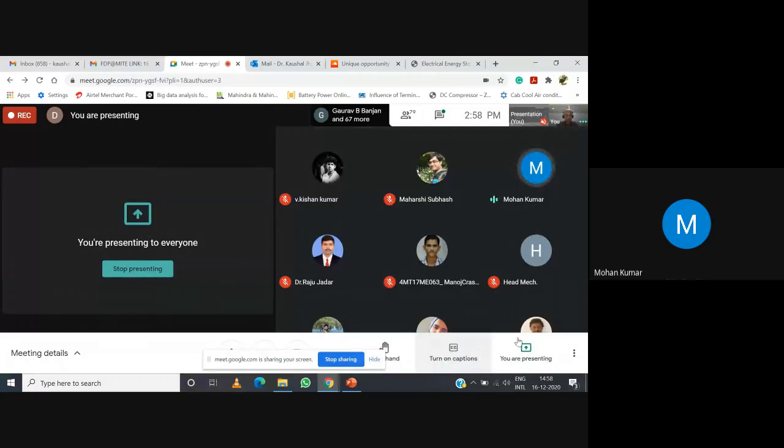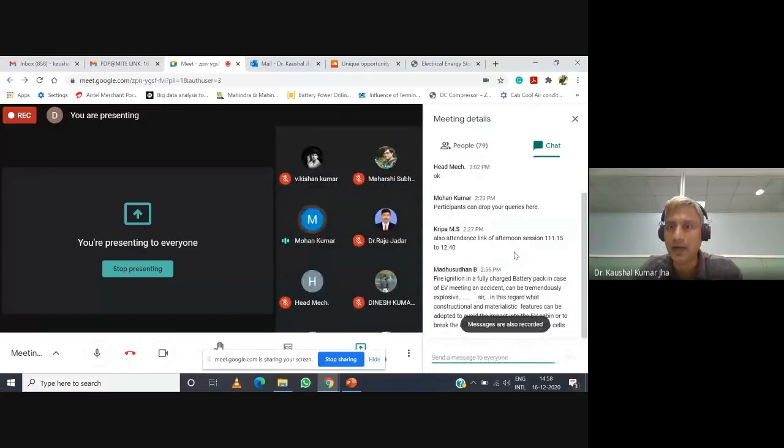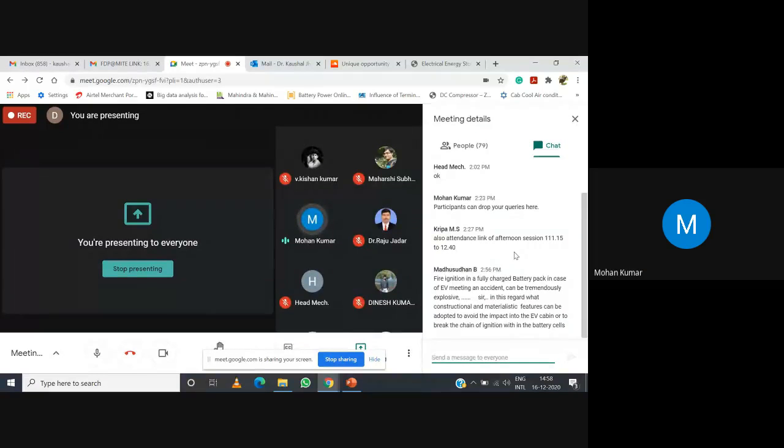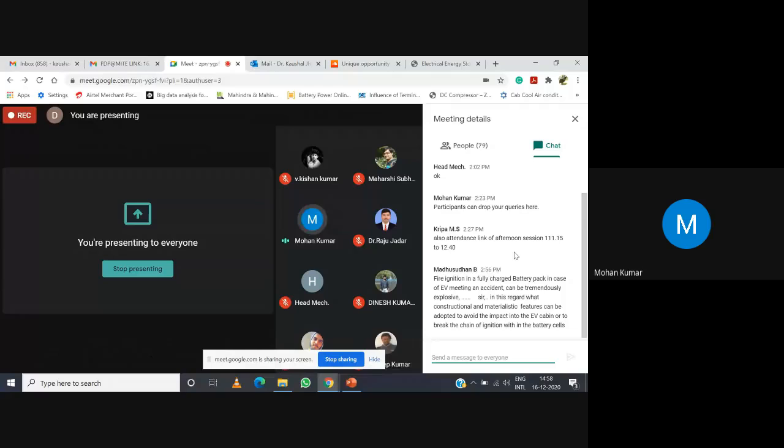Sir, we have one question in the chat box. Just a minute, I will read out the question. Fire ignition in a fully charged battery pack in case of an electric vehicle meeting an accident can be tremendously explosive. In this regard, what constructional and material features can be adopted to avoid the impact on the electric vehicle cabin, or to prevent breaking of the cabin or ignition within the battery cells? Question from Matsudan B. Mite.